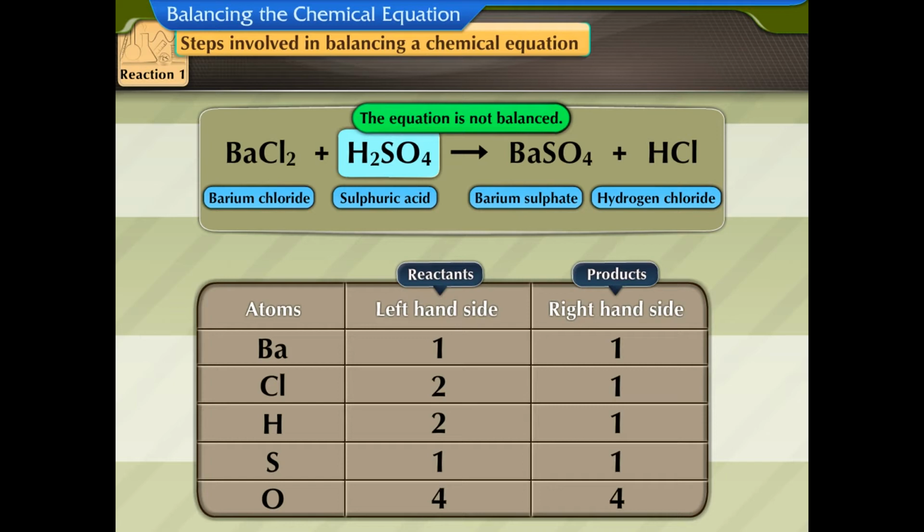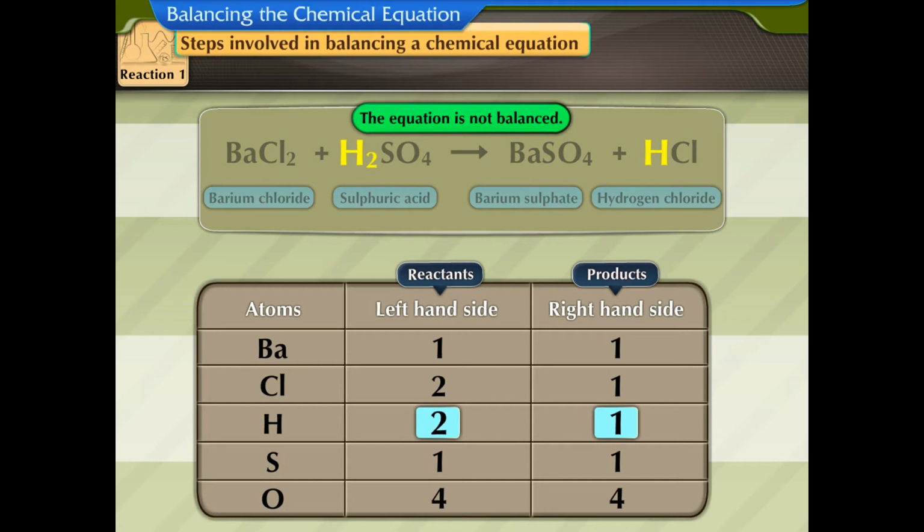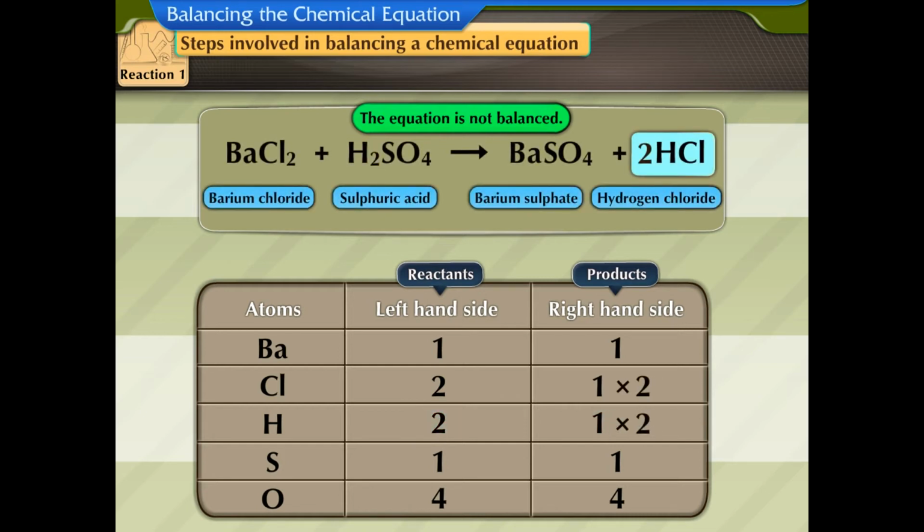Let us first balance the hydrogen atoms. We know that the number of hydrogen atoms is not equal on the left-hand side and the right-hand side. Put coefficient 2 for the HCl molecule to balance the hydrogen atoms. The equation can now be represented as BaCl2 + H2SO4 gives BaSO4 + 2HCl. Enter this value in the table. There are 2 hydrogen atoms on either side of the equation.